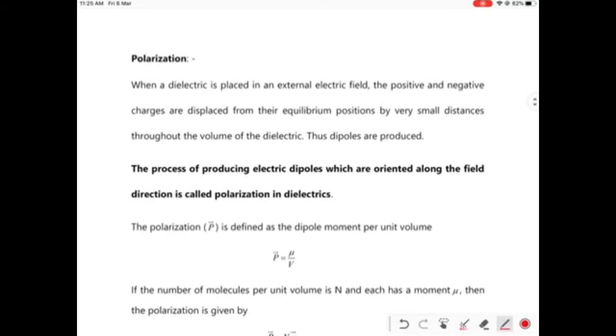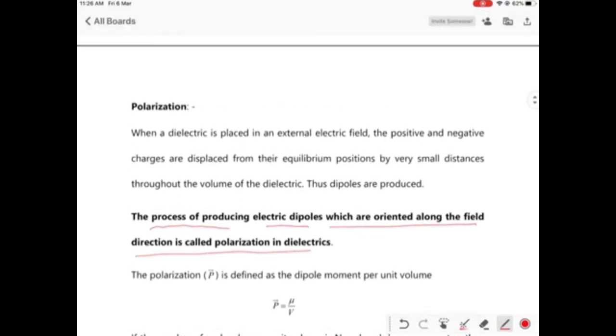Polarization. When a dielectric is placed in an external electric field, the positive and negative charges are displaced from their equilibrium positions by very small distances throughout the volume of the dielectric. Electric dipoles are produced. The process of producing electric dipoles which are oriented along the field direction is called polarization of dielectrics. The polarization of a dielectric is defined as dipole moment per unit volume.